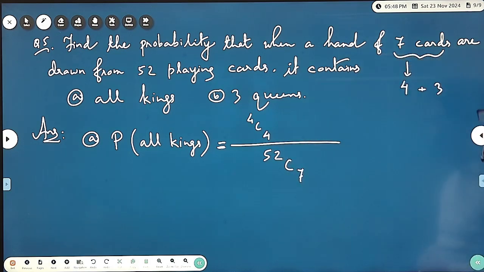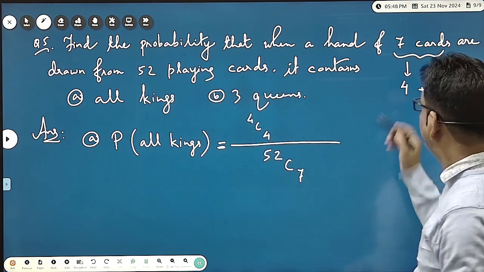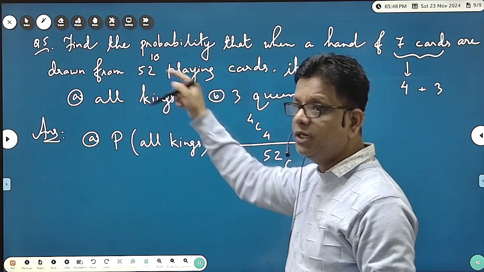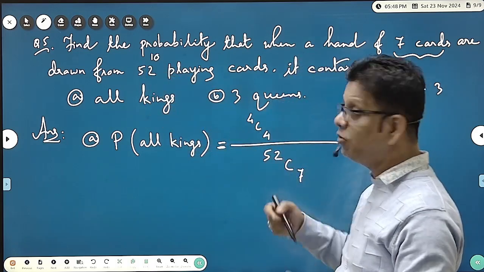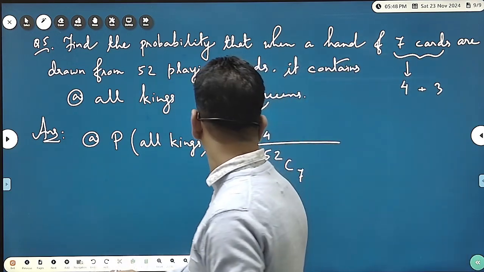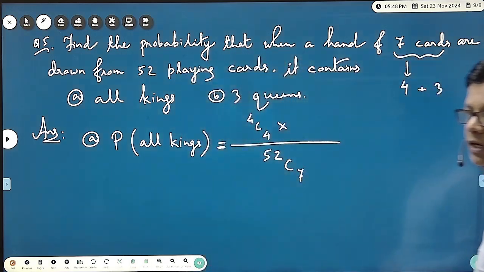Now 4 kings we need to get, from all the 4 kings. Could you understand? There were 4 kings in these 52 cards. If in these 52 cards 10 kings were there, then you would have to take 10C10. So there are 4 kings, so you have to take all the 4 kings, right? Into. I'll tell you why into.